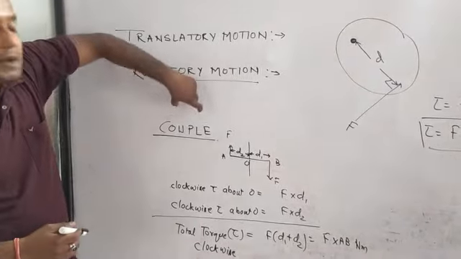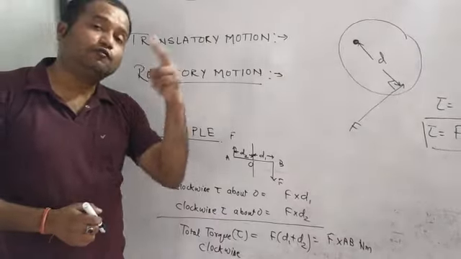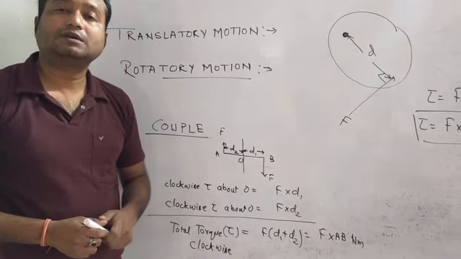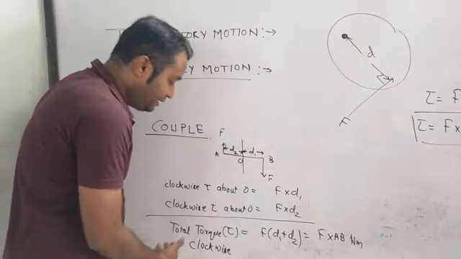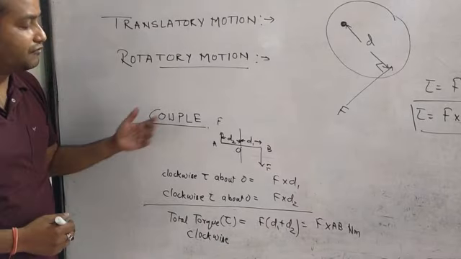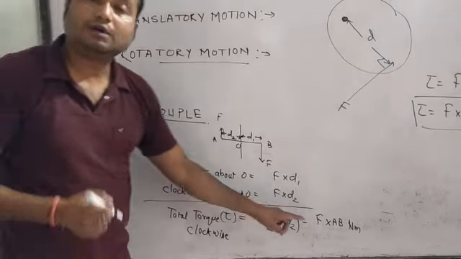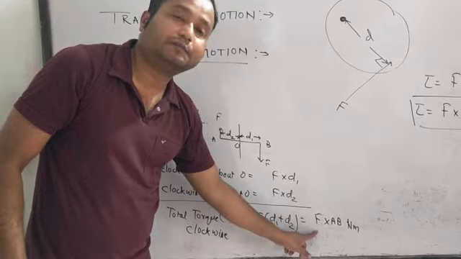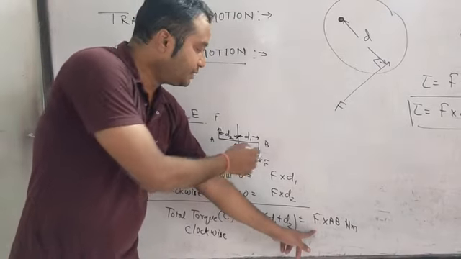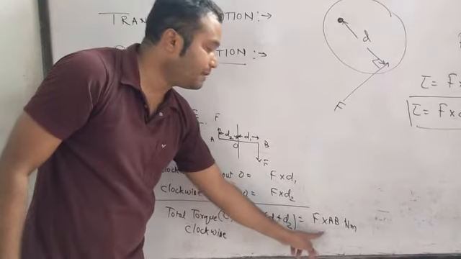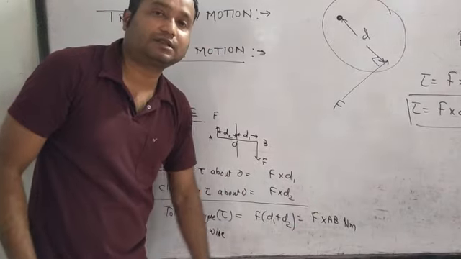So remember, for a couple, we have two forces equal and opposite. And for finding out the couple or moment of couple, we need to find out the product of force, either force, it can be this force or this force, multiplied by the perpendicular distance between the forces.